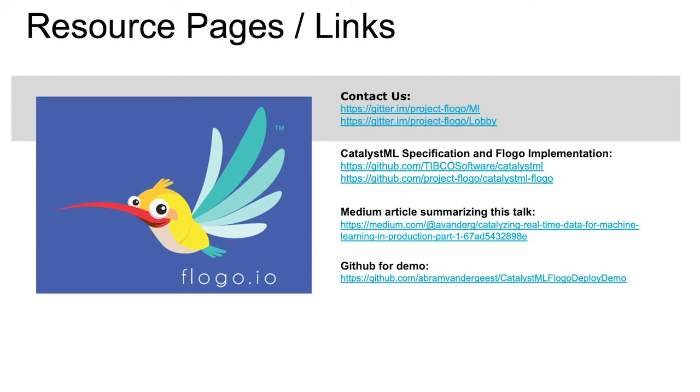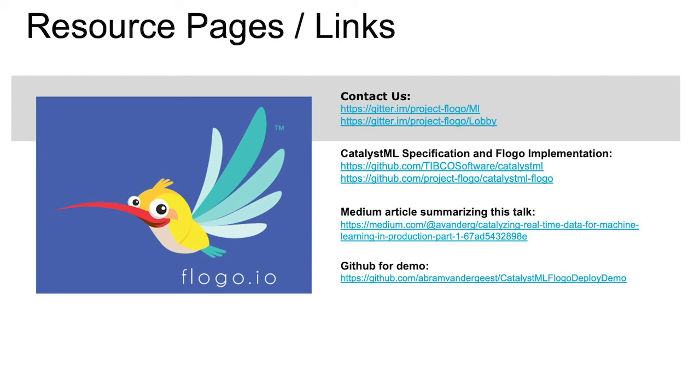Here are some resources that would be useful. Since Flogo and Catalyst ML are open source tools, we use a Gitter channel to communicate. So you can go to Flogo Lobby or Flogo ML and ask questions about Catalyst ML or anything I talked about today. And either I or one of the other knowledgeable open source people will address it. It might not necessarily be from me or TIBCO, but you will get your questions addressed.